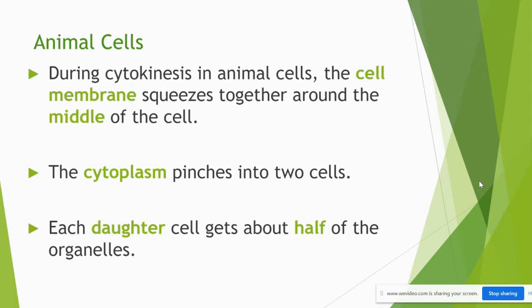So in animal cells, like I said, in cytokinesis, the cell membrane squeezes together around the middle of the cell, and that cytoplasm separates and pinches into the two cells. And then each daughter cell gets about half the organelles, and that kind of completes that process of the cell cycle and cell division for animal cells.